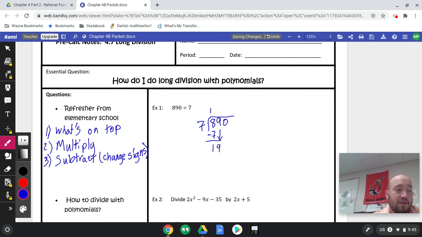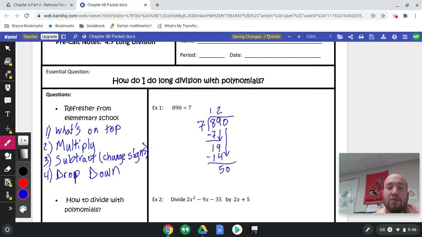Okay, now, step 4 here is drop down, and then we go back up to the top, and we do it all again. So we think, how many times can 7 go into 19? And hopefully you know it can go in twice because 2 times 7 is 14. Now, that was multiplying. Now we have to subtract it, so we do minus. We'll get 5. We drop down that 0 again, 50.